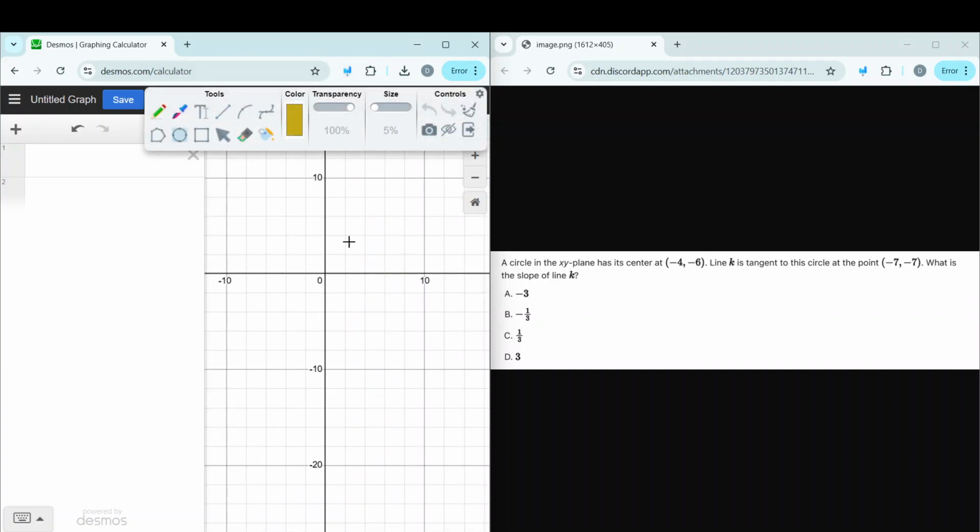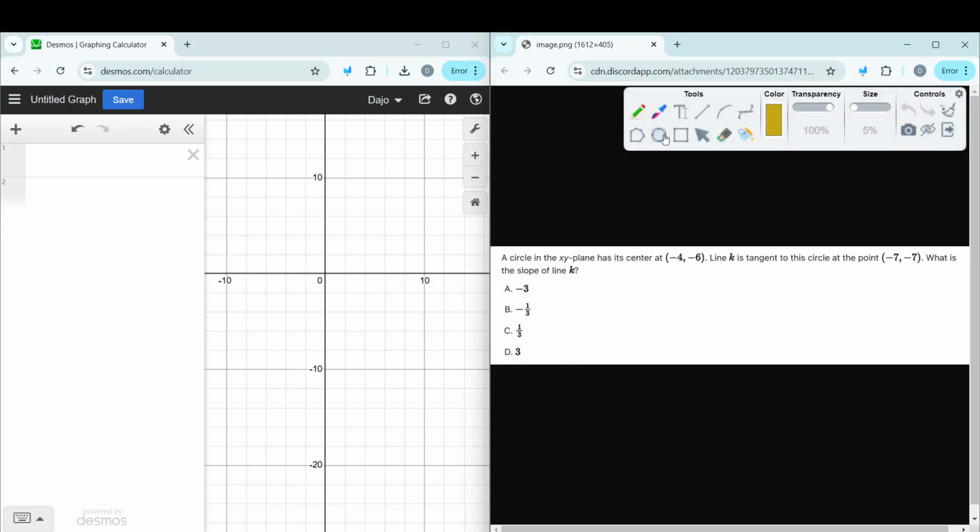First off, you need to know what a tangent line is, right? So we have a circle, and we have a point in the center. So this would be (-4, -6), right? And then we have line K. If this is (-4, -6), (-7, -7) will be somewhere here. It doesn't actually matter, this is just a visual. A tangent line means it's intersecting the circle at one point. So this over here would be our tangent line.